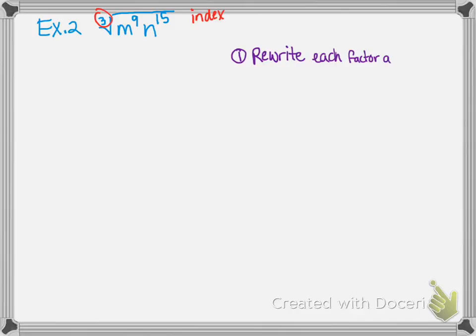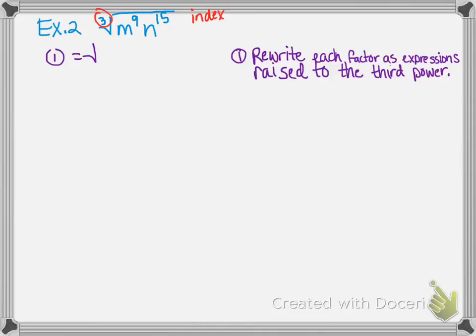So first, last time with the square root, we rewrote each factor as perfect squares. Here we're going to rewrite each factor as expressions raised to the 3rd power. And we could rewrite this step to whatever power the index is outside the radicand. Okay, so I've got the 3rd root. So I need to take m to the 9th and write it as something to the 3rd power. Well, 9, our original exponent, divided by 3 is 3. So I've got m cubed to the third power equals m to the ninth.